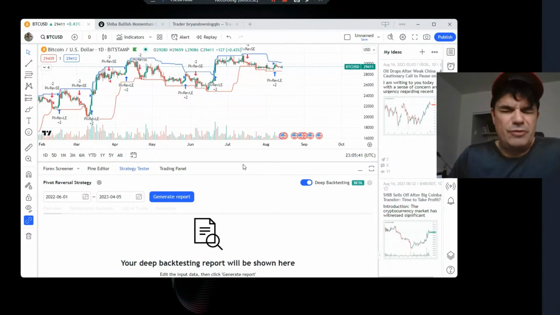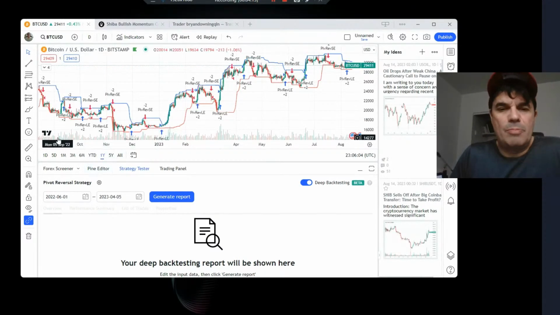Anyways, there's a new feature here that TradingView has put out called deep backtesting. That's clicked on. That's in beta mode. I'm not sure if I'm only getting it or if that's universal across the platform on TradingView. I don't know. But let me just generate this one report. So we're looking at Bitcoin daily. Let me do a yearly view, so it's going to go back 1 year.